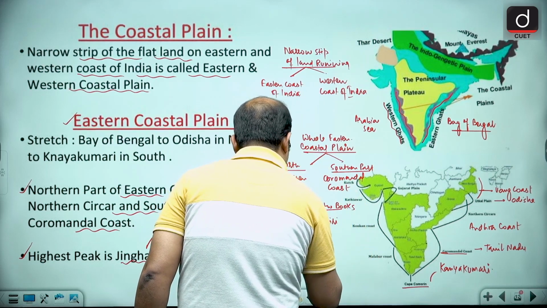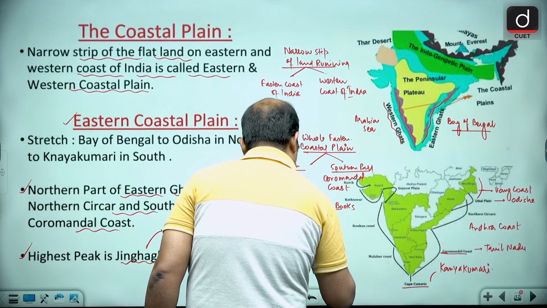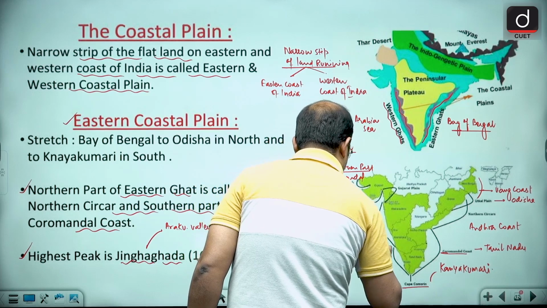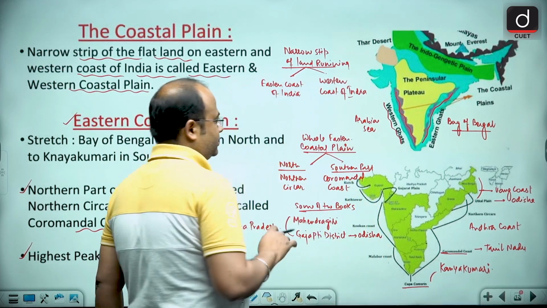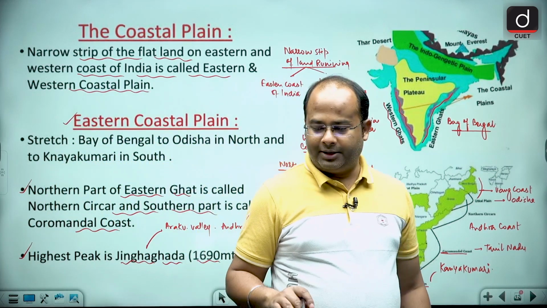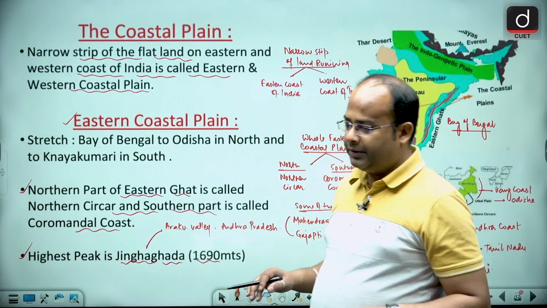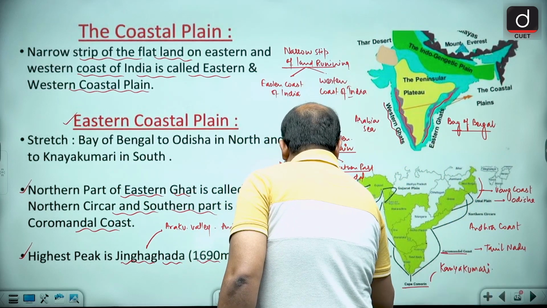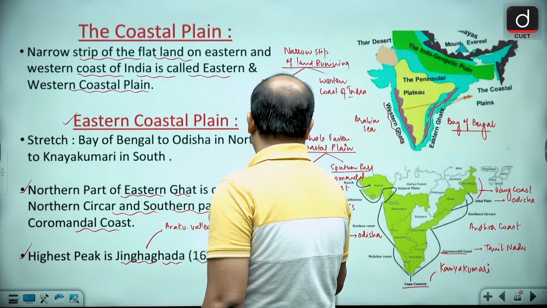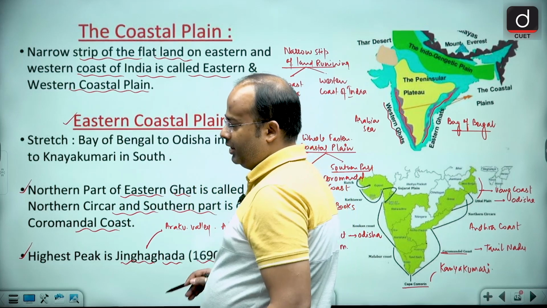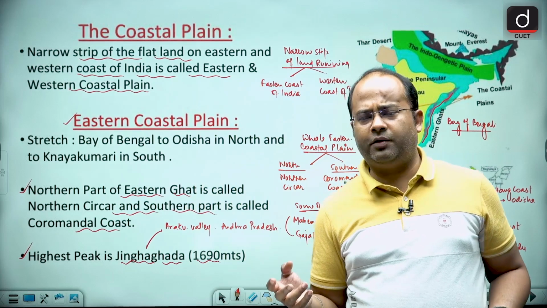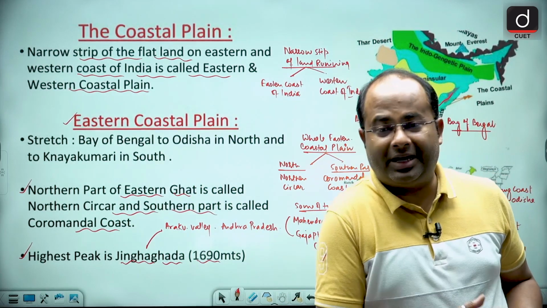Mahendragiri, guys, is in the Gajapati district of Odisha, my dear learners, and there you will find that the height is 1501 meters above sea level. So some of the books say it is Mahendragiri, but it is not. It is Jindhagada, located in Araku Valley, a very beautiful valley in Andhra Pradesh. Earlier that was considered to be Mahendragiri.